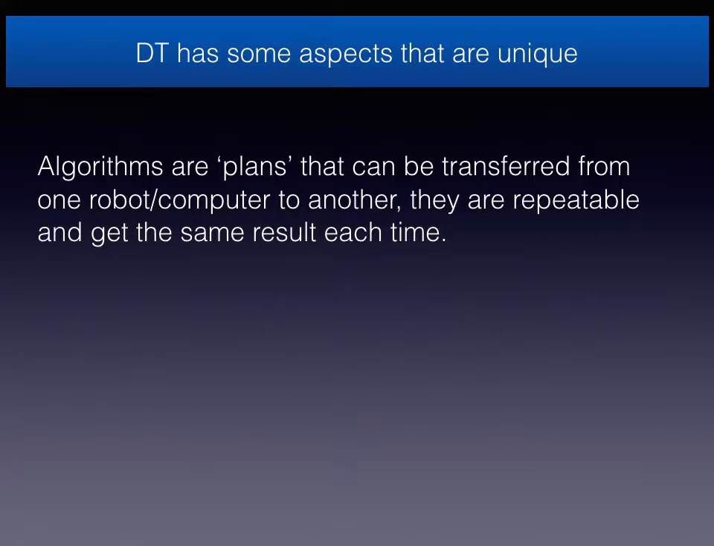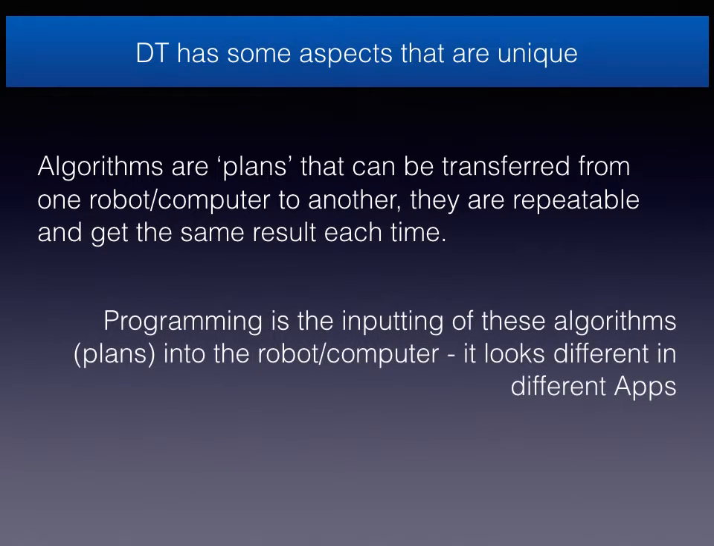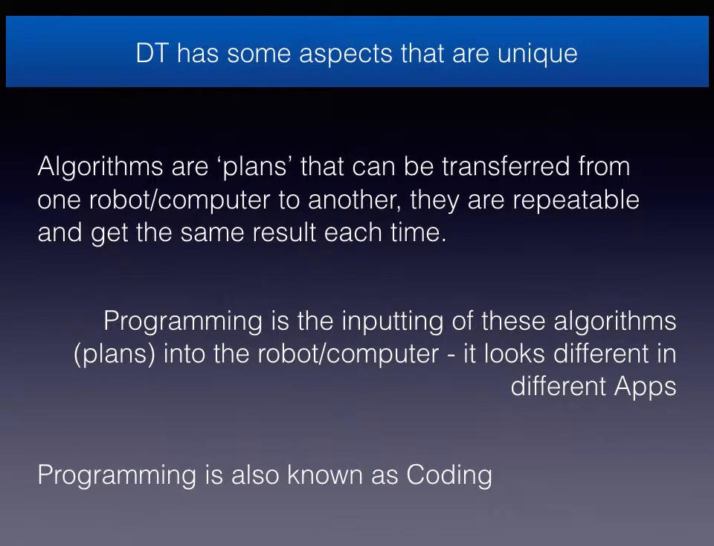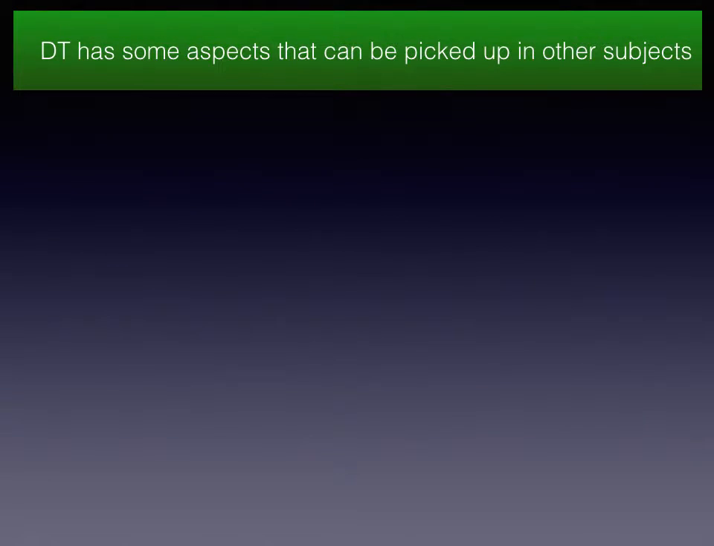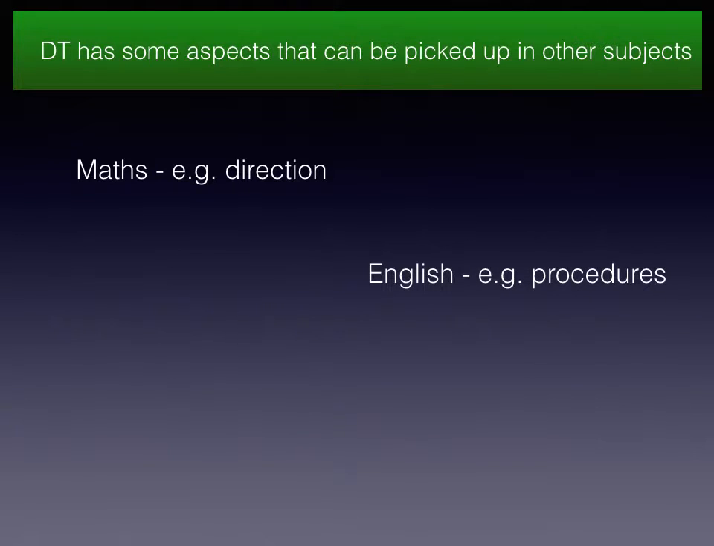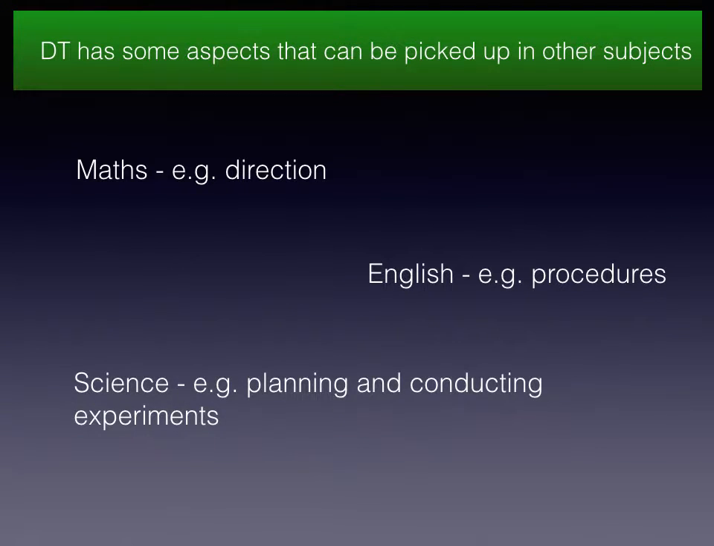The digital technologies has some aspects that are unique around algorithms and programming, which is known as coding. There are other elements that are unique to digital technologies. That's just a sample. Also, a sample is some of that stuff in the middle area that can be picked up in other subjects. So there's lots of maths and directions. We saw that with the BBOTs and spheros, etc. English, the procedures, the algorithms, and science, the planning and conducting experiments.